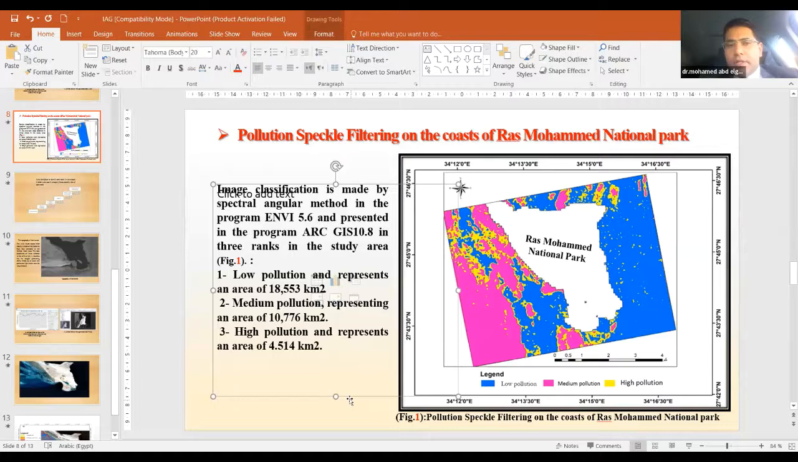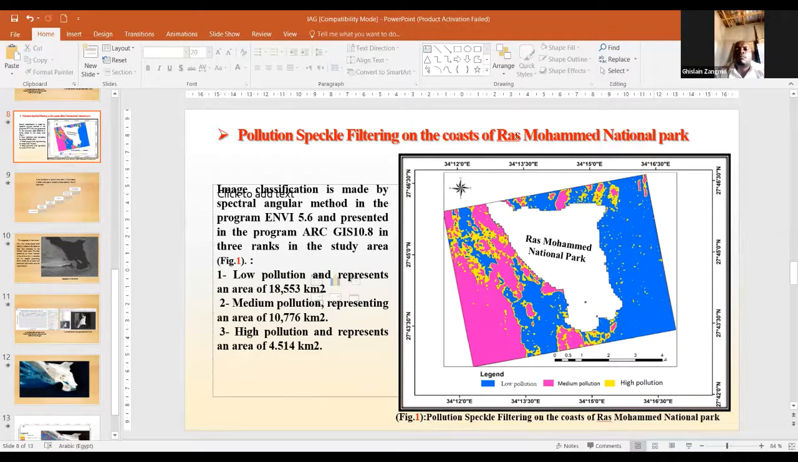Can you use remote sensing as a filter of the coast? Ras Mohammed National Park image classification by the spectral angle method in the program ENVI 5.6, presented in the program ArcGIS 10.1. Can you rank the study area as low pollution, medium pollution and high pollution?